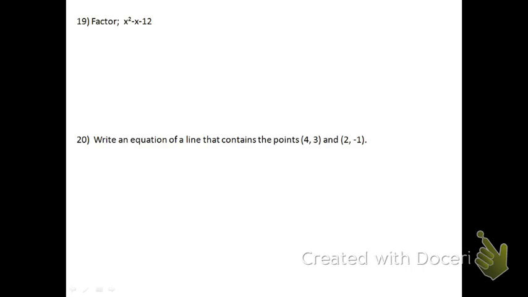In 19, we're just asked to factor this one. So factors of negative 12 that add up to negative 1 would be a negative 4 and a positive 3. So x minus 4 and x plus 3.